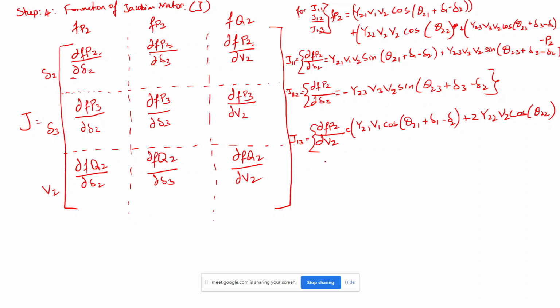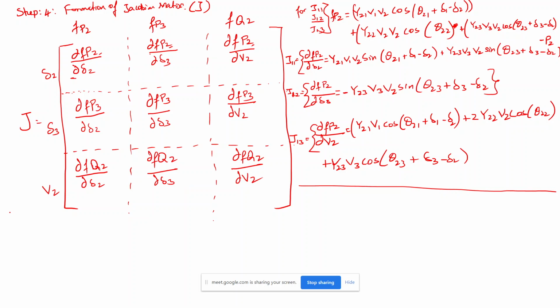And then plus here you can see V2 is there, so I will omit this V2 and the remaining thing will be the same. So it is Y23 and then V3 cos theta 23 plus del 3 minus del 2. Okay, so I got J31 also. So same like that you solve for all other things also. So this is for the first row.